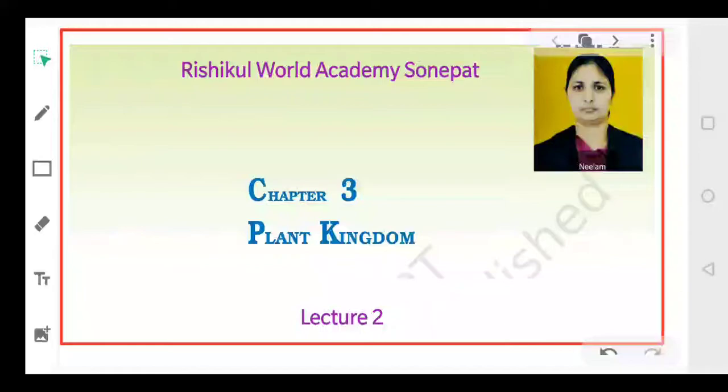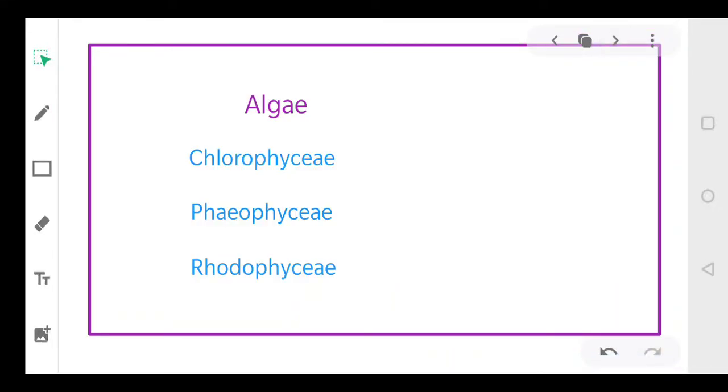In the previous module, we talked about the algae concept. Algae can be divided into 3 basic classes: Chlorophyceae, Phaeophyceae, and Rhodophyceae. We'll be talking about each one of them separately today. Now coming to the first, which is called Chlorophyceae. They are also called green algae.